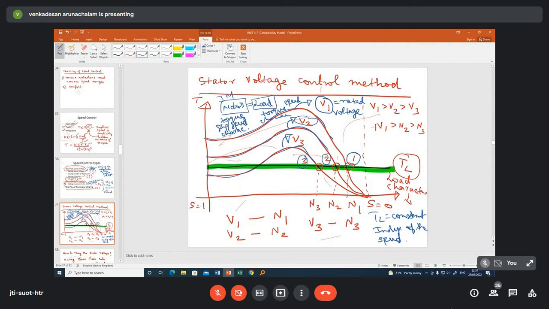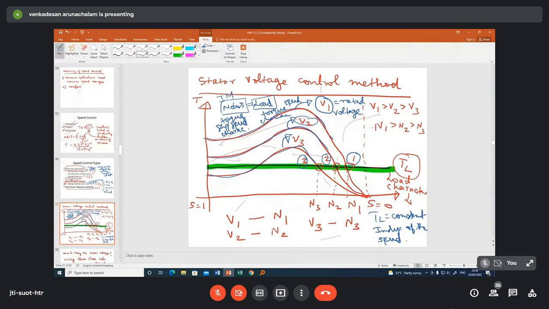So when the motor is meeting the load demand, at a certain point the load torque will intersect with the machine torque. That is the operating point of the machine. Here, the intersection happens in the non-linear region and also in the linear region. I told you that people will design the motor in such a way that it will operate only in the linear region.